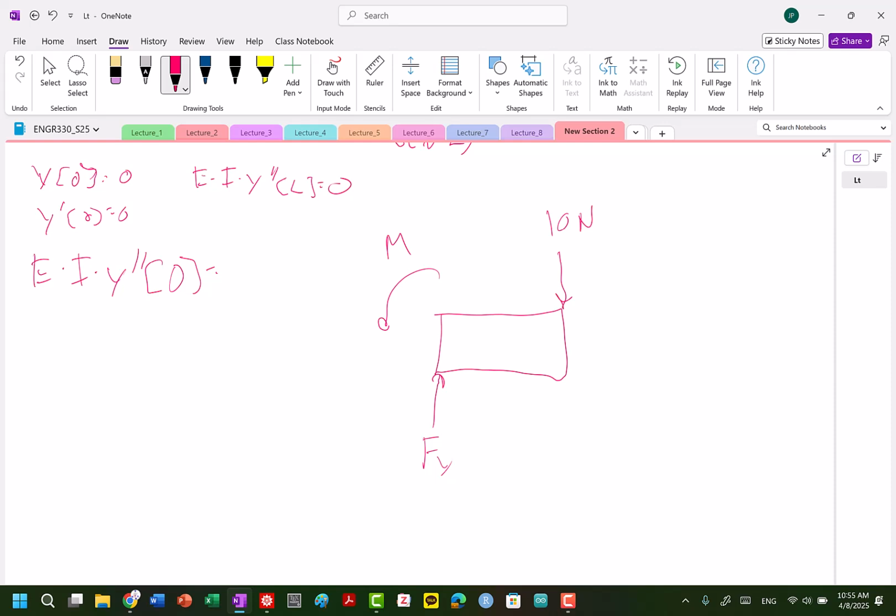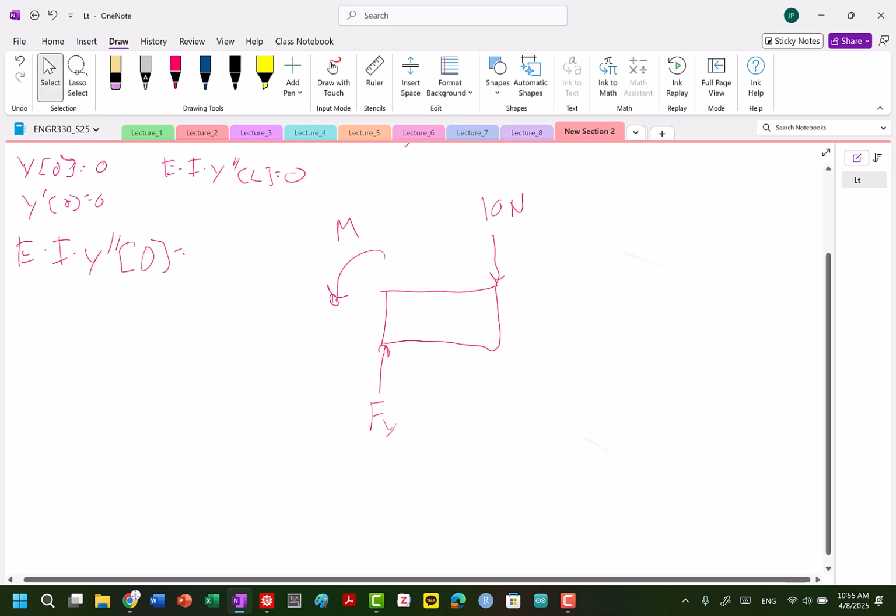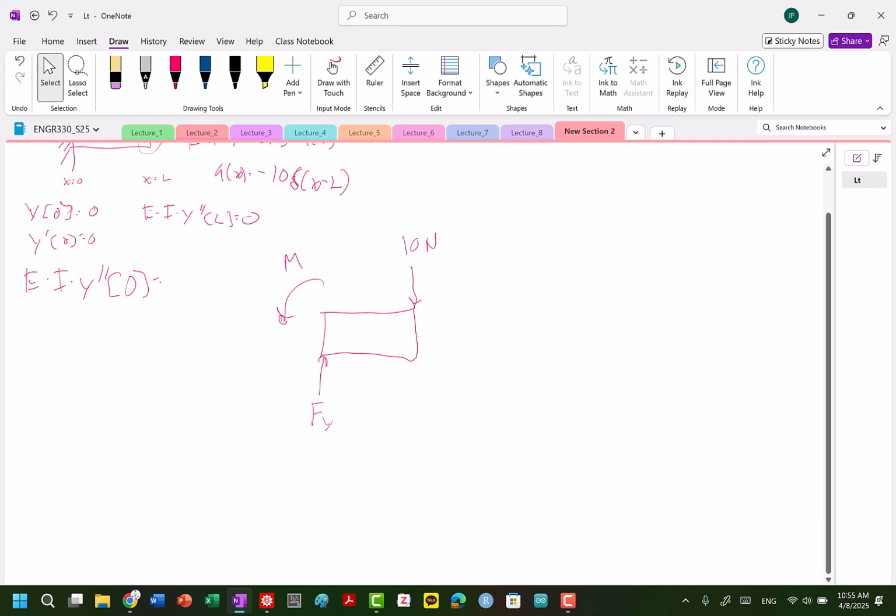So actually, wait, it's going to go here. Yeah, that's going to be the restoring moment direction. But we'll find it out mathematically. So let's solve for F of y and our moment.